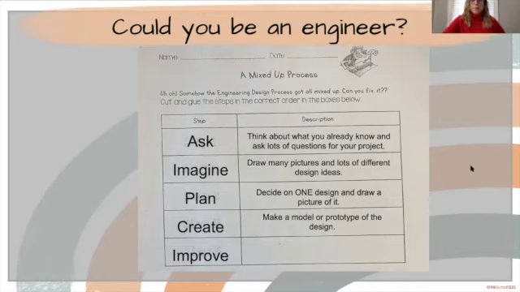And lastly, number 5 is improve. Find the sentence that says, add or take away from the original design to change it and make it better. When you're done, you can pause this video and glue this worksheet into your science journal so that you always remember the steps of the engineering design process.